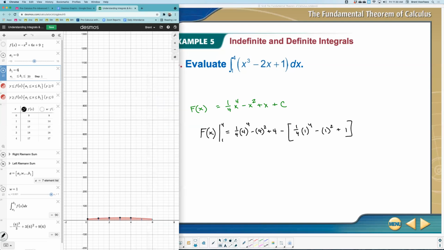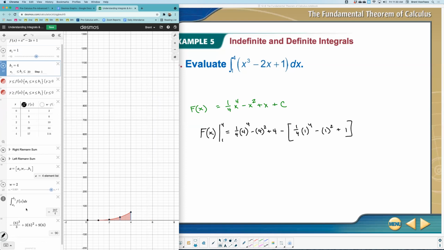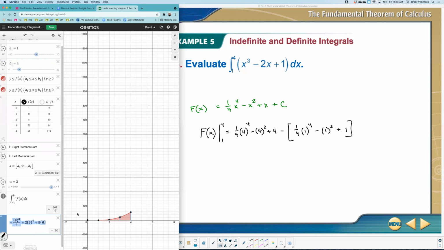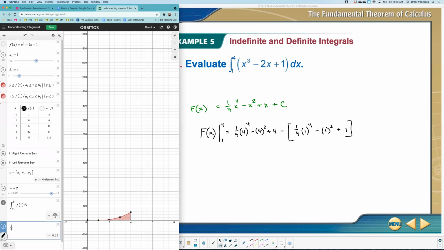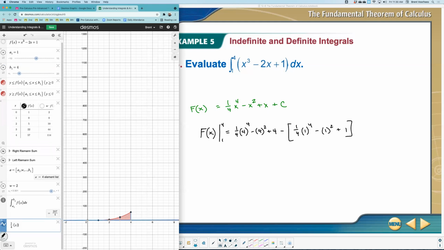So I'm going to first type this in up here, x cubed minus 2x plus 1. And we want to evaluate the integral from 1 to 4. The calculator says that answer should be 207/4. We'll wait and see what that actually is. Now let's type in what we think the answer should be. 1/4 times 4 raised to the power of 4, not x. Let me take that away.